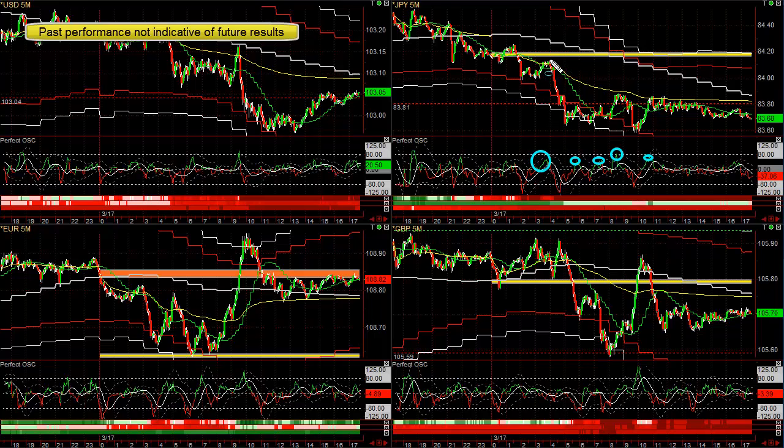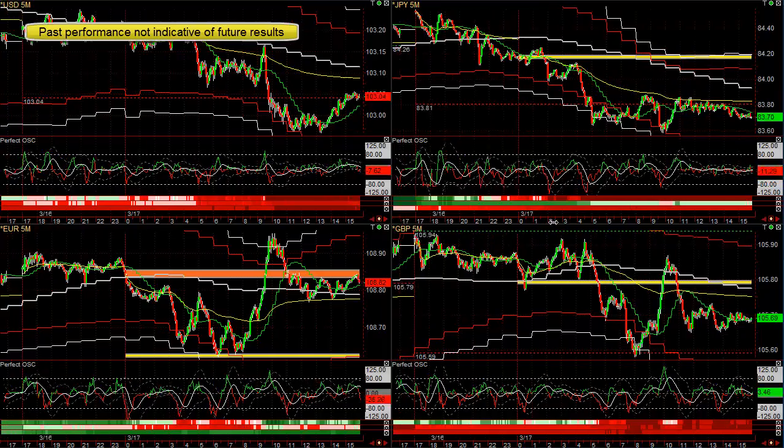That's a pullback right to VWAP with momentum slowing. It's a very mild pullback. So those are some of the best trades possible. When you get a nice pullback that doesn't have that much statistical intensity to it, when it breaks the low here, you get short. So let's take a look at that one. The yen's weak. It has a pullback.